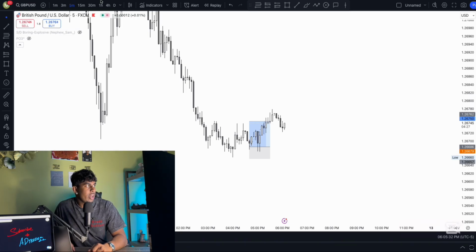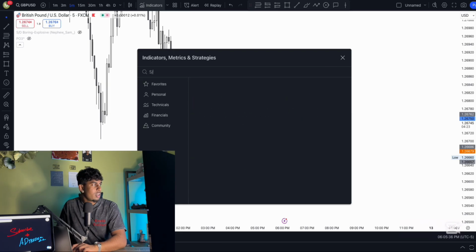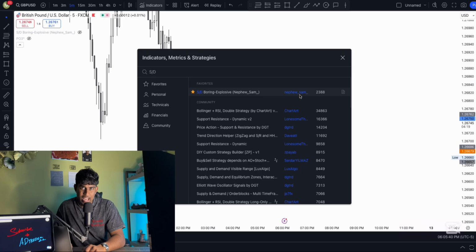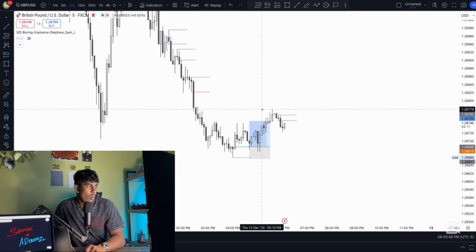I just want you to go to your indicator tab and type S/D boring. Okay, this is the first one by Nephew Sam. It's a weird name, but it's Nephew Sam, and favorite this because this is what we're going to be using right now. Once you favorite that, we're going to go ahead and use it.